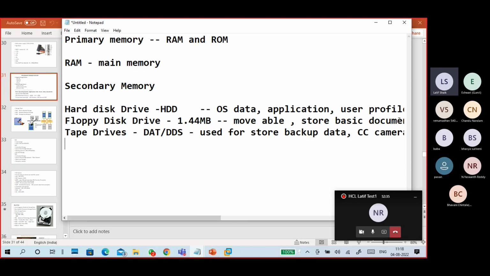Next, one more is there, called zip drives. Our class is about hard disks and other storage, but these are different storage devices. So what are zip drives? Zip drives are usually used to store some backup data or OS, like image captures.